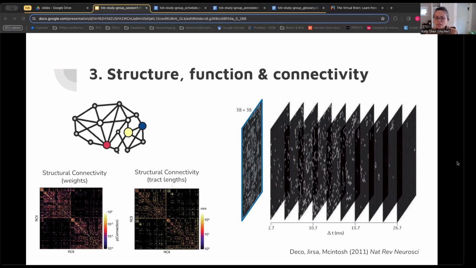So in this figure on the right here, what we have is a 38 by 38 region structural connectivity matrix. And if we were to flatten this out on this one panel on the left, it would look something like this, right? It's an adjacency matrix or a structural connectivity matrix that says these are the connections that are in the brain.